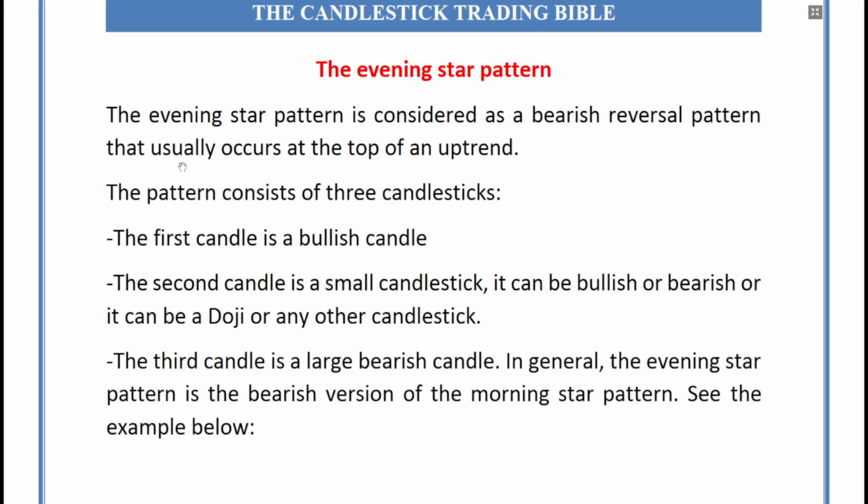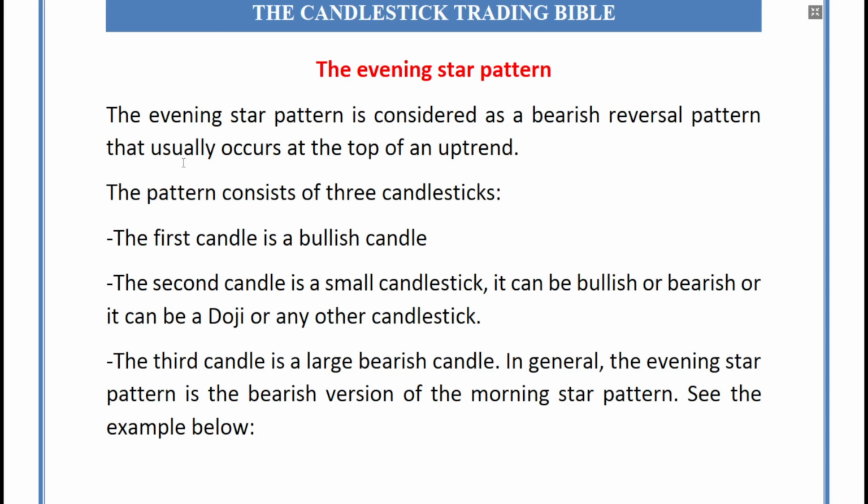Now, the Evening Star pattern. The Evening Star pattern, first of all, is a bearish reversal pattern, okay? The Morning Star pattern was a bullish reversal. Now, the Evening Star is a bearish reversal. It usually occurs at the top of an uptrend. Again, for those who watched, Morning Star occurs at the bottom of a downtrend. For this one, the bearish one, it occurs at the top of an uptrend, okay?